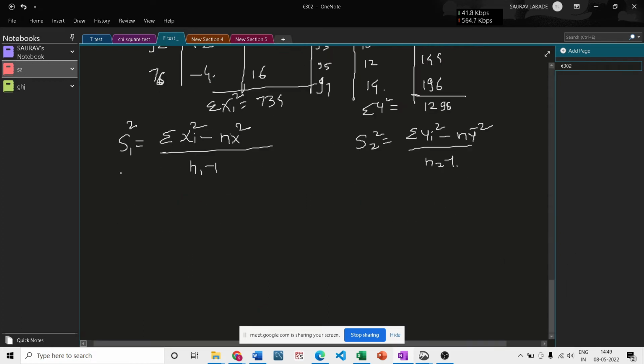So easily I can find s1 square and s2 square from that, right? Here it is x bar square. Let's substitute that value. So s1 square equals 734 minus n1, which means, how many values are there in n1?